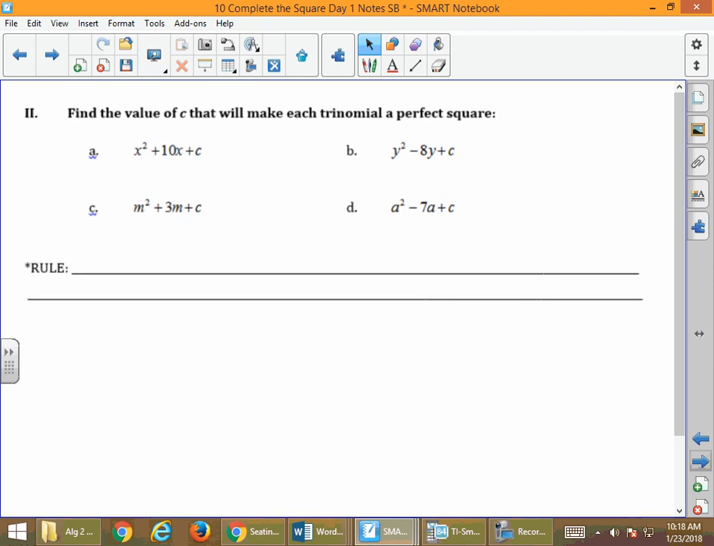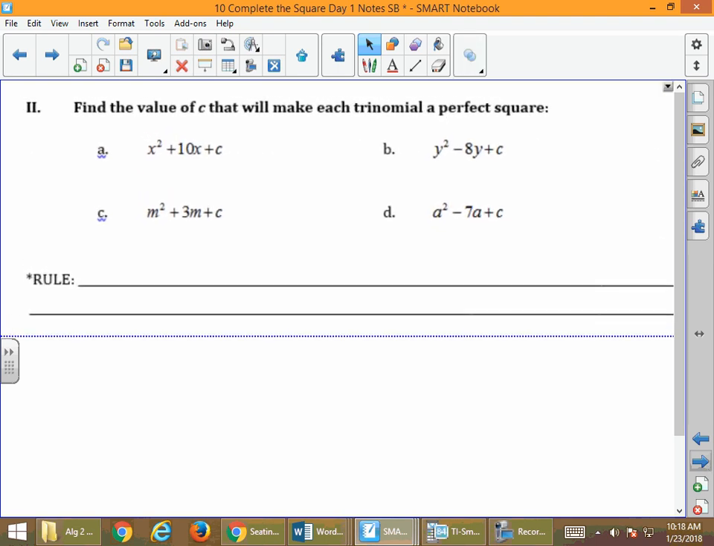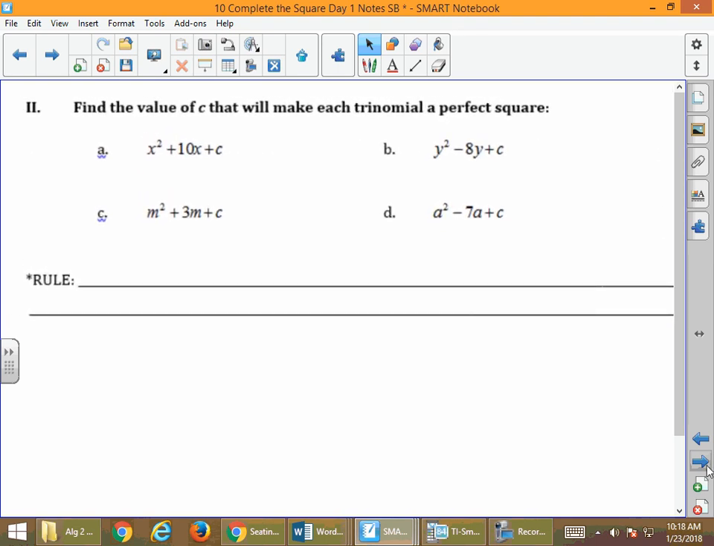But what we need to practice here for a couple minutes, and I'm not going to do all of these, I'm going to focus on A and B, because those are more specifically what we're going to work with this year. It says find the value of C, which is the constant in this problem, that will make each trinomial a perfect square. When we look at this first one, if we were to factor this, we would end up with x plus something and x plus something. One of the reasons I know it's going to be plus something and plus something is because the 10 has a positive in front of it.